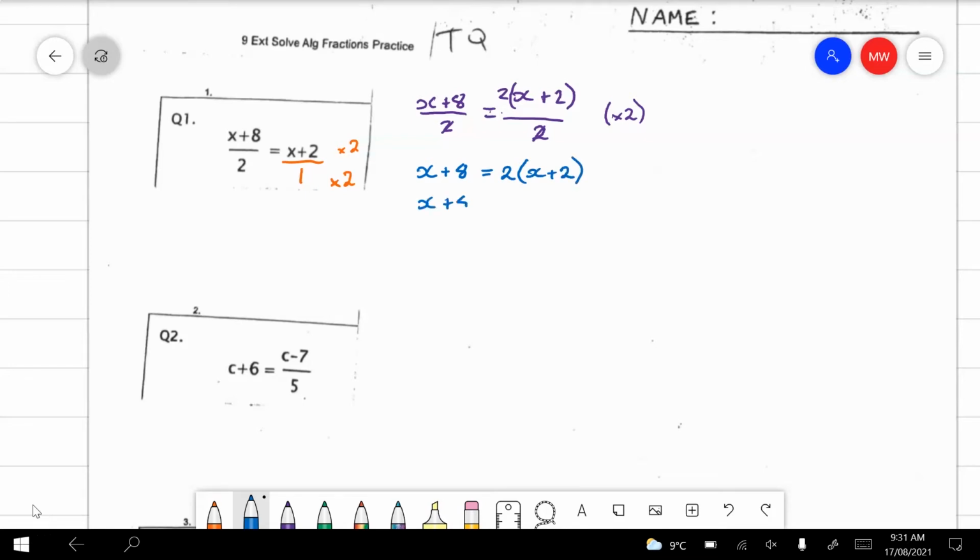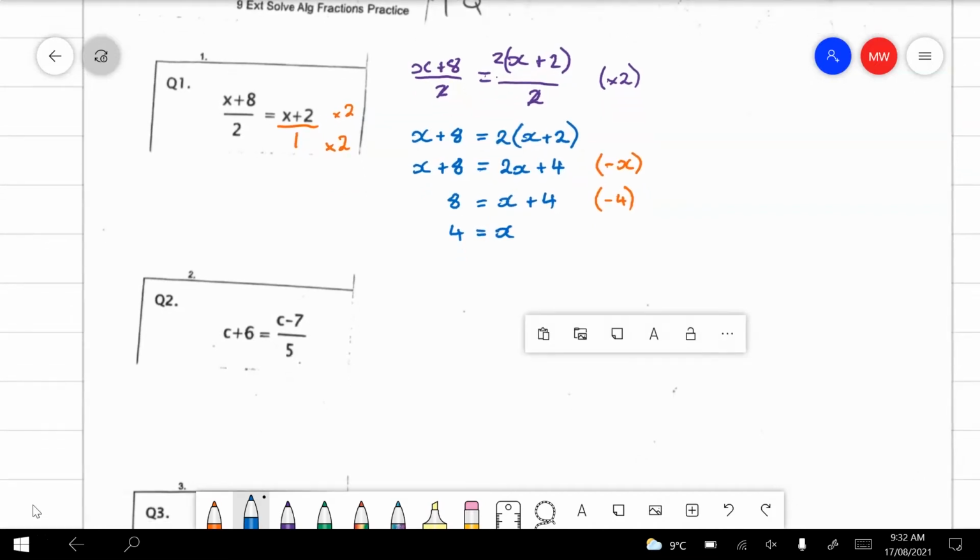So we've got x plus 8 here. We've got 2 x's are 2x. We've got 2 2's are 4. And now we're just back to the balance method. So I'll take x from both sides, and I'll end up with 8 equals x plus 4. Now I'll subtract 4 from both sides, and I'll end up with 4 equals x.